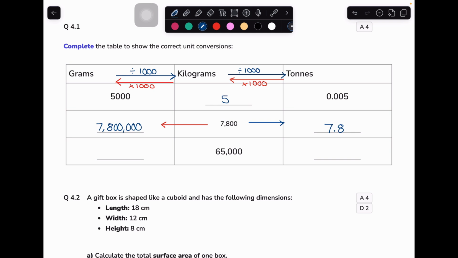Okay, on to the last one. So again, we're going to divide 65,000 by 1,000, which would be 65. And then to move from kilograms to tons, oops, let's do that again. Okay, we are times-ing by 1,000. So this is going to be 65 million. Okay, and there we have our completed table.